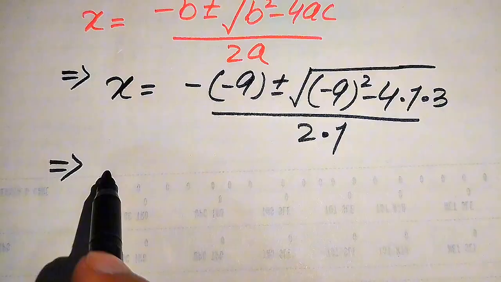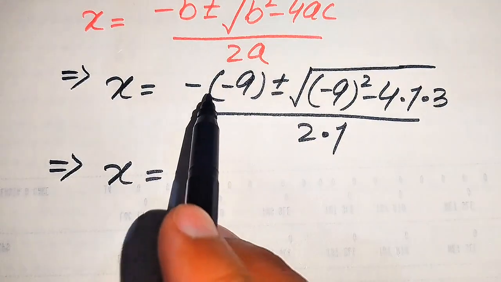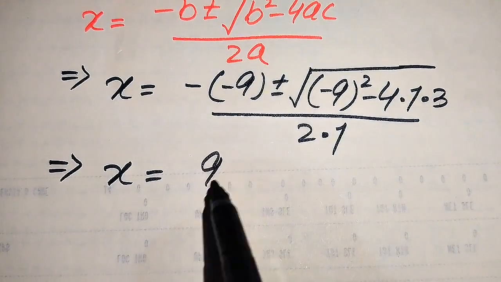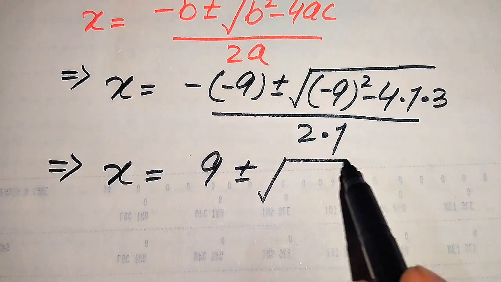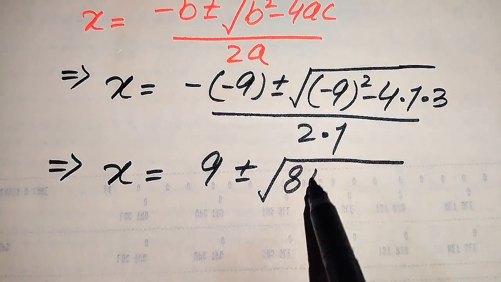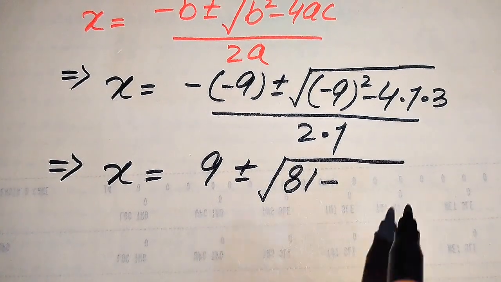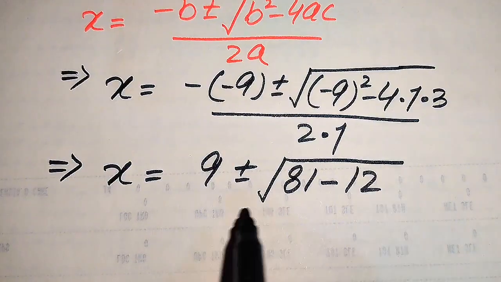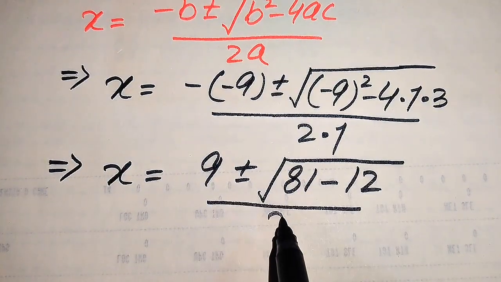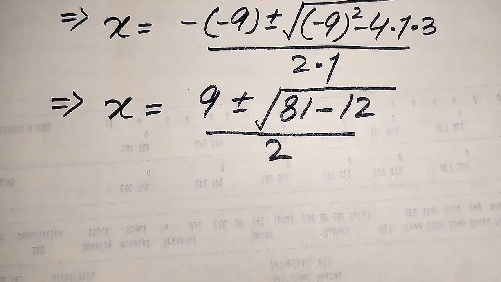So further we need more simplification, and it will be written as minus times minus becomes plus 9, and plus minus square root of minus 9 square becomes 81, and 4 times 3 becomes 12, and it is divided by 2 times 1 which is equal to 2.